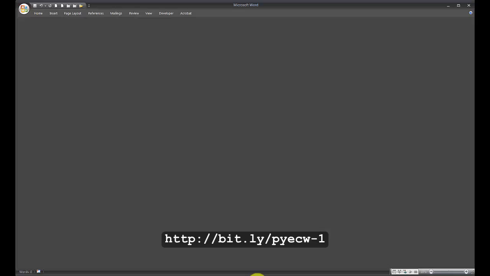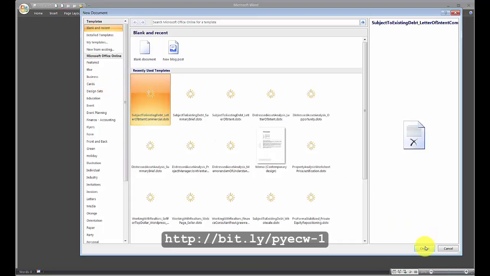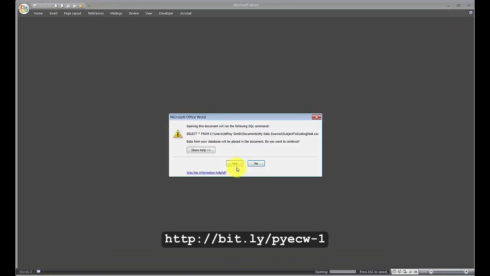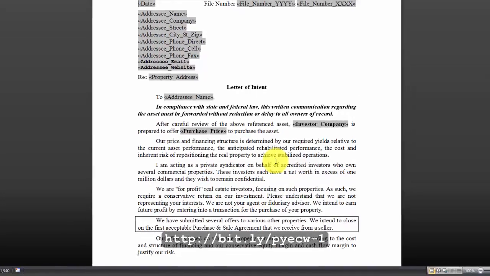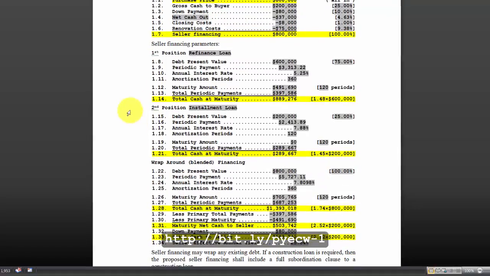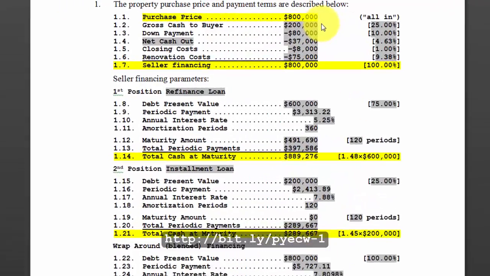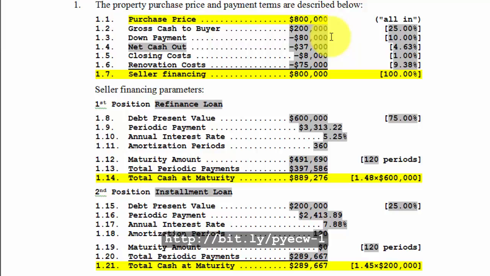Now we go over to Microsoft Word. Let's bring in the special letter of intent for commercial properties. And we see here we're offering to buy for $800,000. We want the seller to give us $200,000 at closing, and we'll give back $80,000 for a 10% down payment. We'll cash out $37,000, pay closing costs of $8,000. We'll also cash out $75,000 for renovation. That will go into an escrow account or whatever we want to fund the renovations.